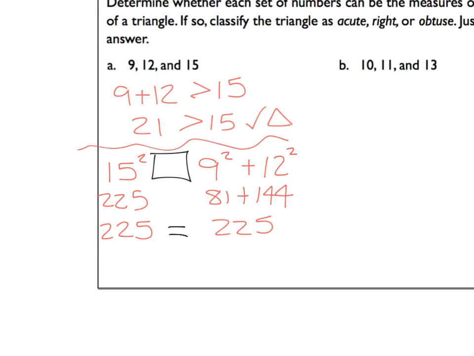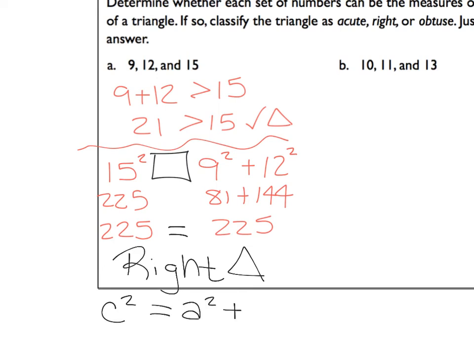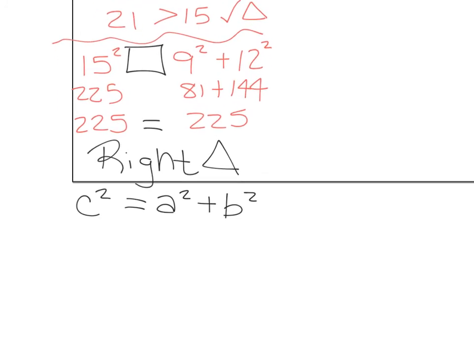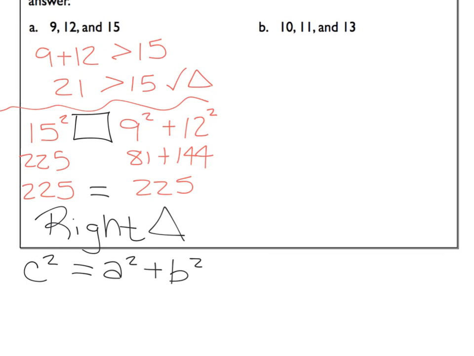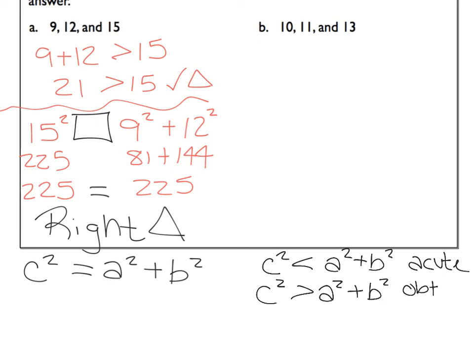So since they're equal to each other, if you look back at the chart we had on the last page, that means that this is a right triangle. So when c squared is equal to a squared plus b squared, that's a right triangle. All right, and while we're at it, I'm just going to write down the other two possibilities. So c squared being less than a squared plus b squared is acute. And c squared being greater than a squared plus b squared is obtuse.